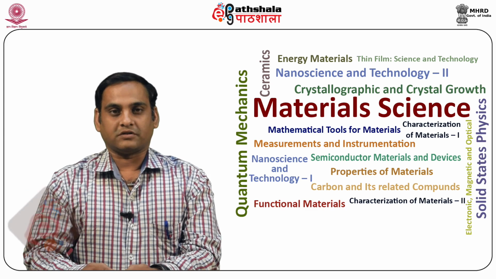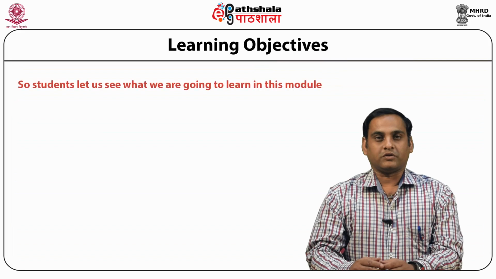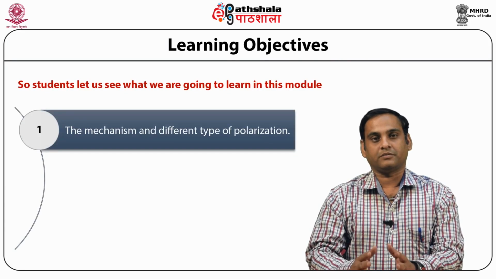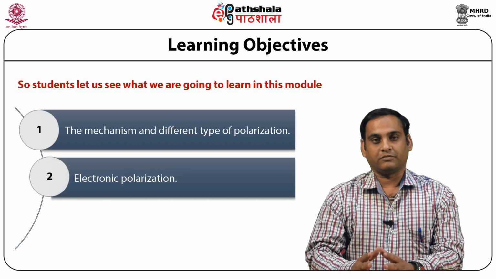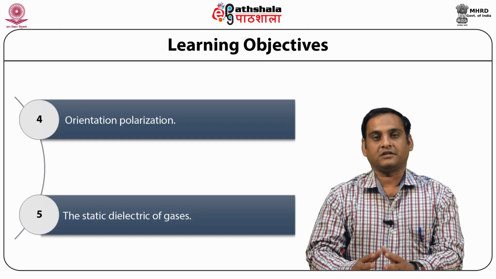Today we are going to discuss the module Dielectric Properties, Lecture 2, from the paper Electronic, Magnetic and Optical Properties of Materials. So students, let us see what we are going to learn in this module. First we will see the mechanism and different types of polarization. Next we will see electronic polarization. Then ionic polarization, orientation polarization and the static dielectric constant of gases.